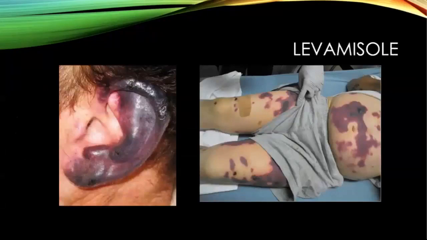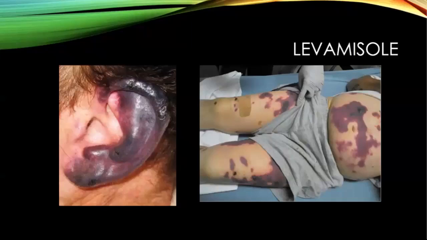Now, levamisole can cause an interesting vasculitis. Levamisole is an anti-helminth agent, and because of its immunomodulatory properties, it was used to treat autoimmune or systemic conditions, including nephrotic syndrome, RA, and solid tumors. It was, however, withdrawn from the market in 2000 in the United States and 2003 in Canada because of side effects, which include agranulocytosis, vasculitis, and leukoencephalopathy.